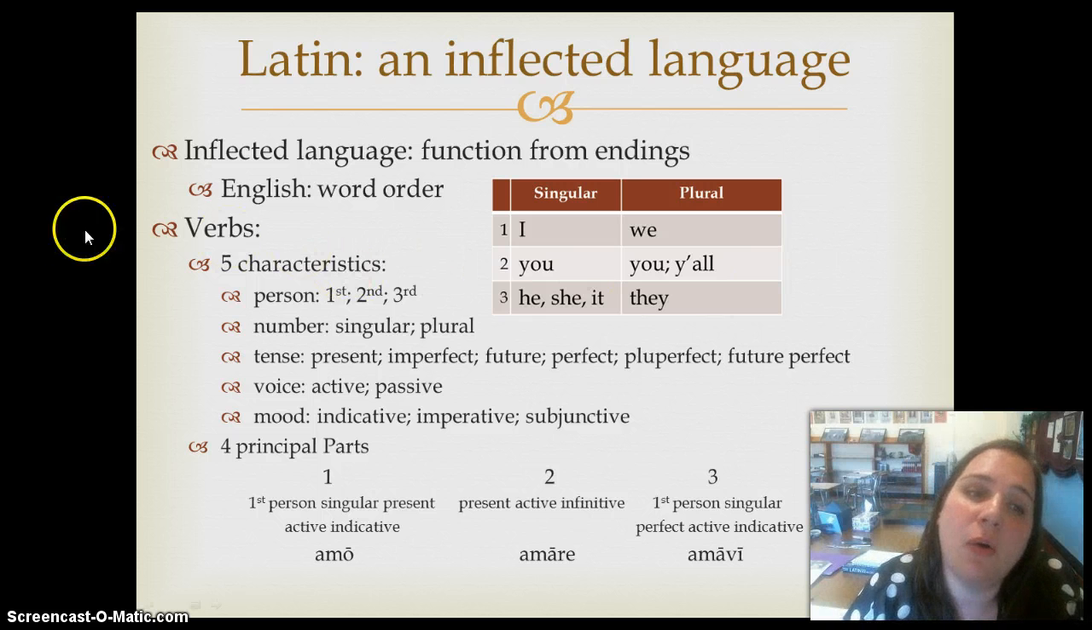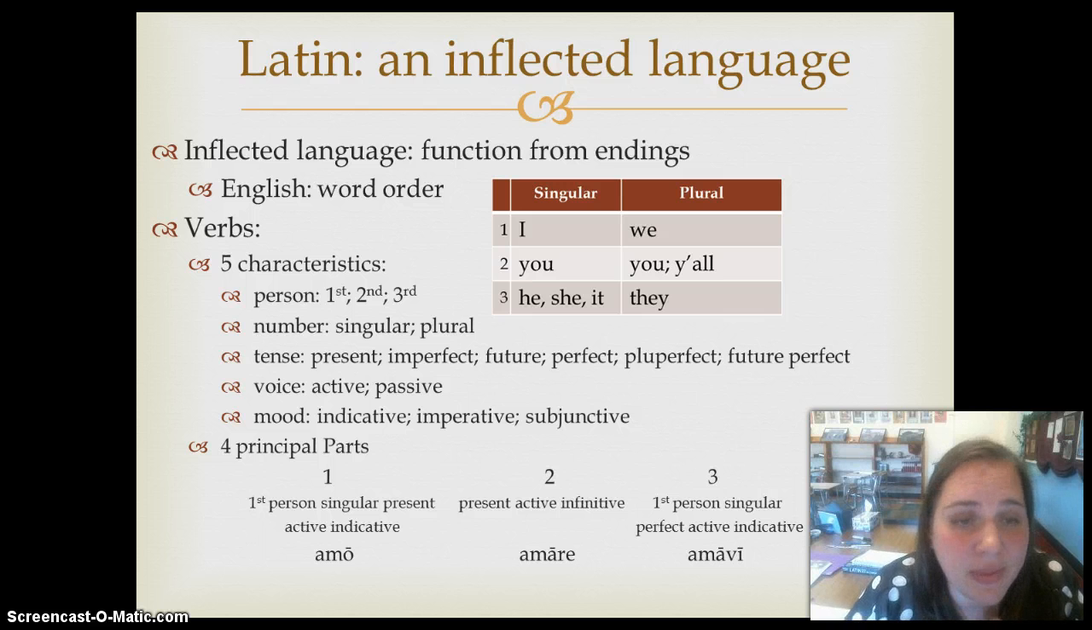Okay, so verbs have 5 characteristics, and switching the characteristics will switch the endings of the verbs. Verbs can be first, second, or third person. So that's the first characteristic. Second characteristic is number, that can be singular or plural.